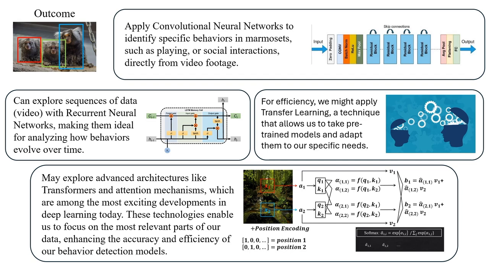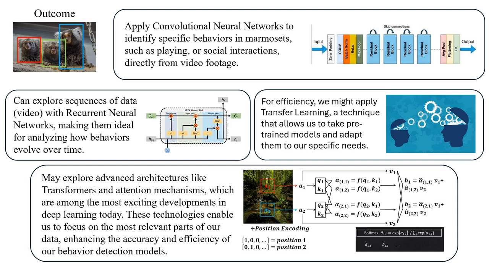Next, we can play with recurrent neural networks, particularly long short-term memory networks, or LSTMs. These models are designed to handle sequences of data, making them ideal for analyzing how behaviors evolve over time. By working with LSTMs, students will explore how to predict behavioral changes in marmosets, providing deeper insights into their interactions. This hands-on experience will not only enhance technical skills, but also offer a new perspective on analyzing time series data in animal studies.